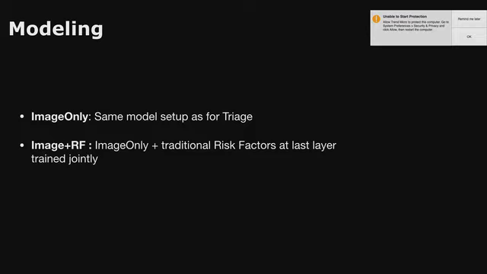The modeling is very similar. It's the same kind of template and lessons as from triage, except we experimented with a model that's only the image. And for the sake of analysis, a model that's the image model I described to you before, concatenated with those traditional risk factors at the last layer and trained jointly. Does that make sense for everyone? So we're going to call that image only and image plus RF, or hybrid.